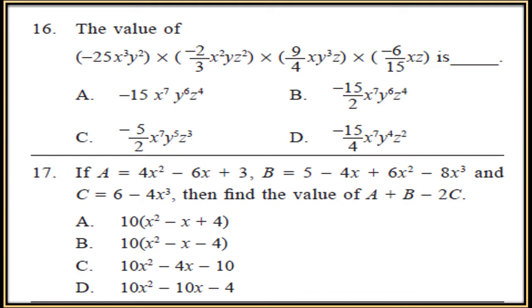A is 4x square minus 6x plus 3. B is 5 minus 4x plus 6x square minus 8x cube. And C is 6 minus 4x cube. Then find the value of A plus B minus 2C. So you have to find the value of A plus B minus 2C. You can try yourself or you can see the solution next.